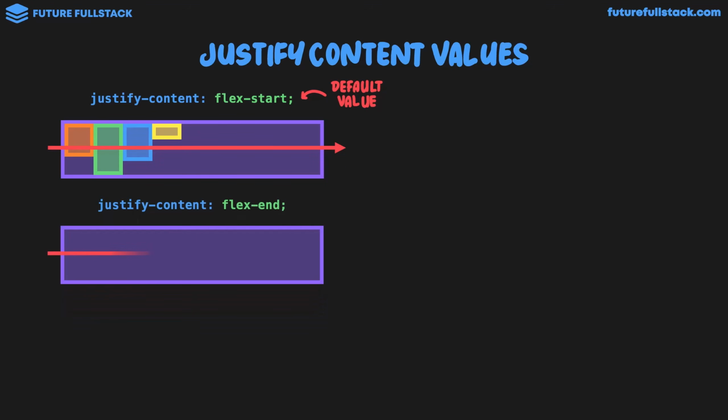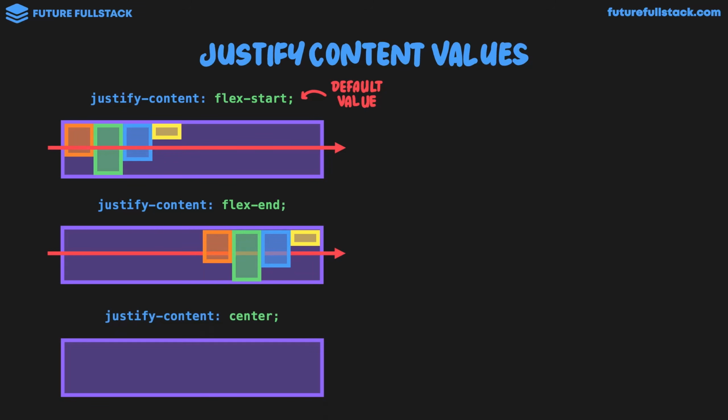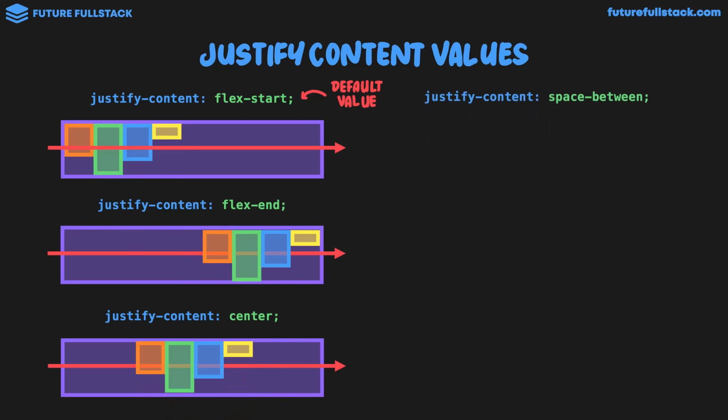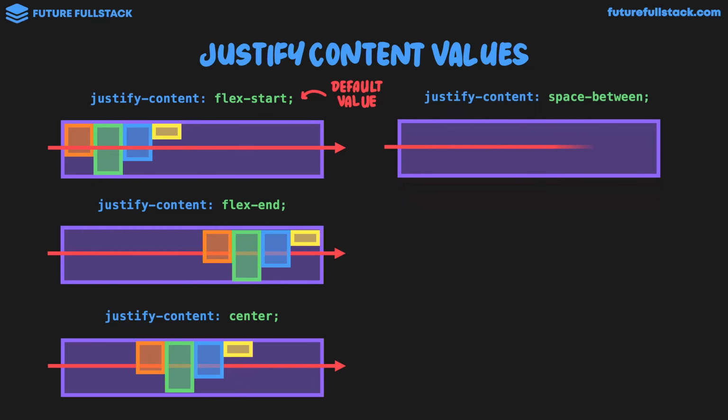And as the name suggests, this now positions all our flex items at the end of the main axis. The next value we'll look at is center. We have our flex container, our main axis, and as you'd guessed, the value center centers all our flex items along the main axis. The next value is space between. We have our flex container, our main axis. The first and last flex items are placed right at the edge of the container, and the remaining flex items are then inserted so that there's equal space between all the flex items.